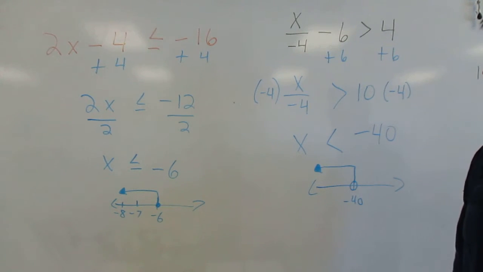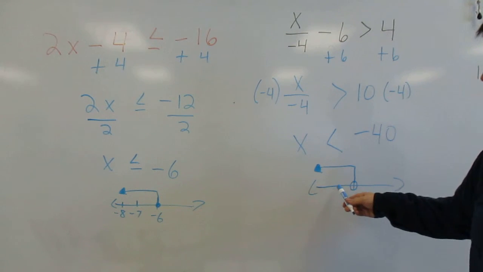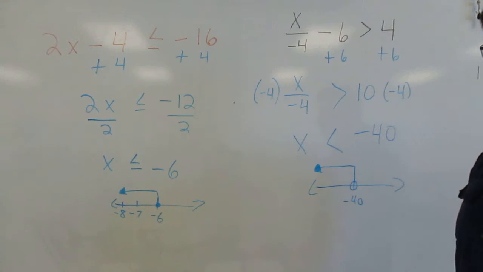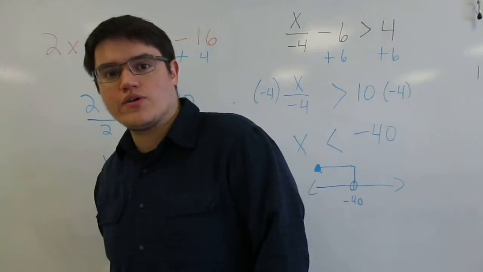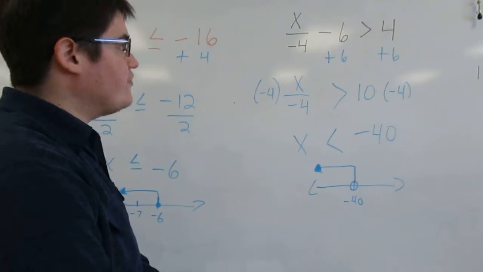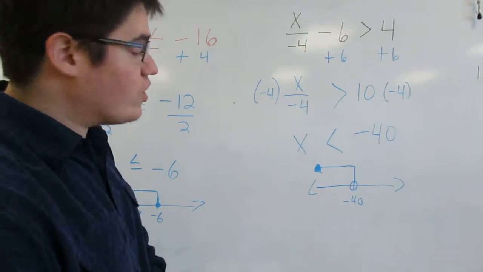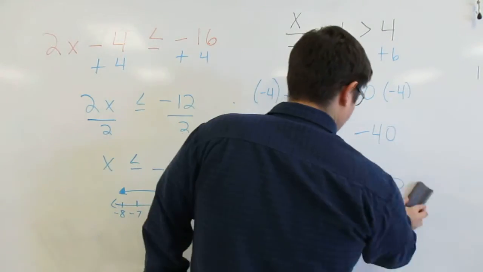Okay. So again, what does this mean? All it means is if I pick any number in this range here that's less than -40, this inequality will be true. Okay, we're going to try one more. I want you to try it first by yourself and see if you can get it. And then we'll come back together. Let me write it down.